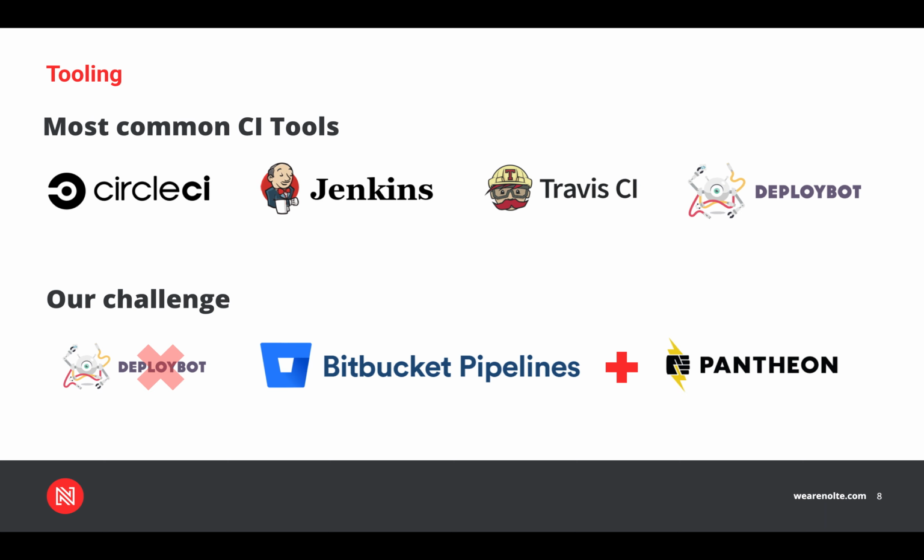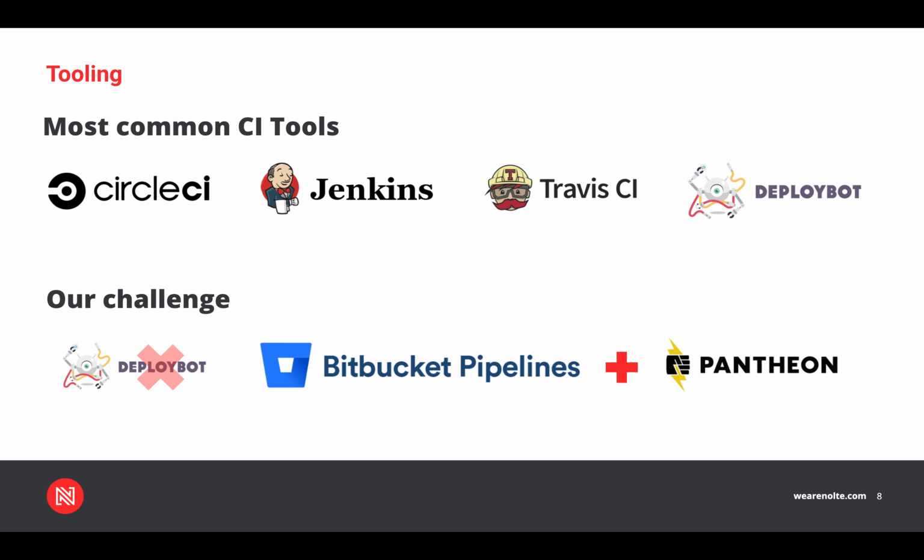Tooling. Going back to the tooling, some of the most common CI tools are Circle CI, Jenkins, Travis CI, and Deploybot. From them, as far as I know, the ones that are open source or free are Jenkins and Travis CI. Circle CI is pretty expensive, but also it's really cool. And Deploybot is another tool that is really great.